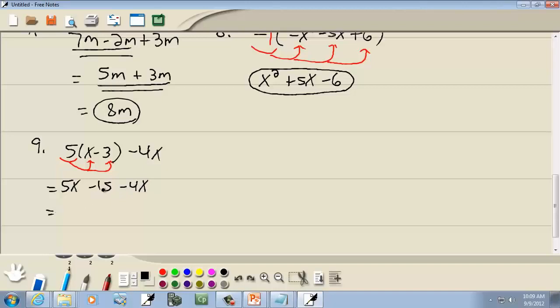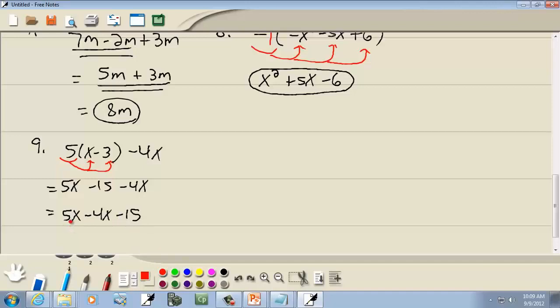Now there's no more multiplication or division, so Aunt Sally, addition, subtraction. Let me rearrange this so like terms are together. Like terms have the same variable and the same power. So this is 5x, this is negative 4x. I put those together. Now when I move things, the sign that's in front of them has to go with it. So this negative 4x, the negative went with it, and this negative 15, the negative went with it.